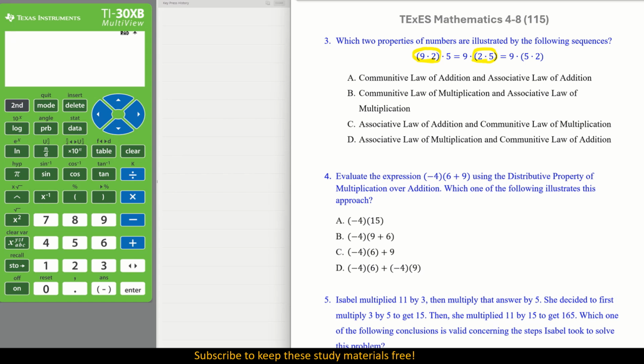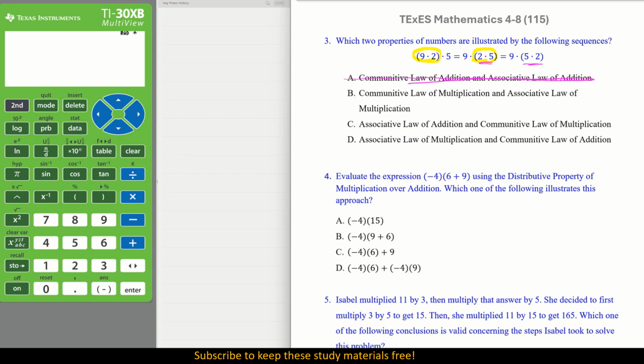Now, if we compare the middle expression to the last expression, yes, we still have associativity, but within the parentheses, we have the commutative situation, which means the numbers switch places. Everything involved is multiplication. So that tells me option A, where it talks about the commutative law of addition, will not be an option.